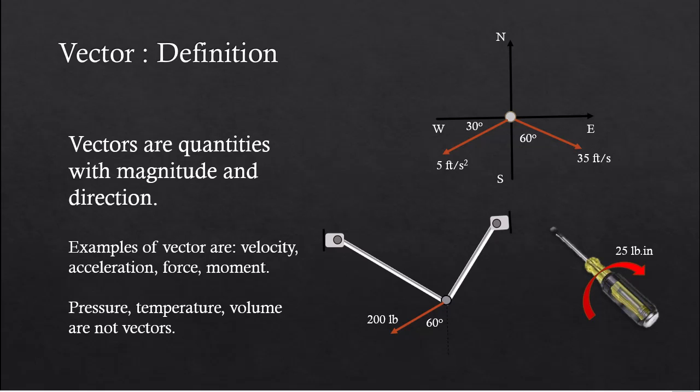This is a moment vector shown on a screwdriver. When you turn the screwdriver clockwise, the moment vector is pointed towards the tip of the screwdriver.